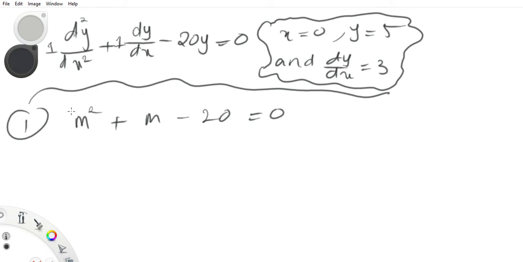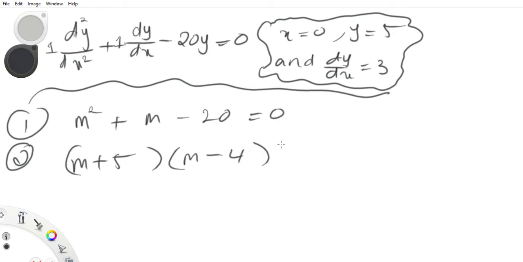Alright, step 2, factorize. So, let's factorize this thing. So I need two numbers. When I multiply, give me 20, and when I add, give me 1. Well, plus 5 and minus 4. 5 times 4 is 20. When I add them, I get 1. Remember, this is 1 here and 1 there. Okay, so my solutions are negative 5 and positive 4.